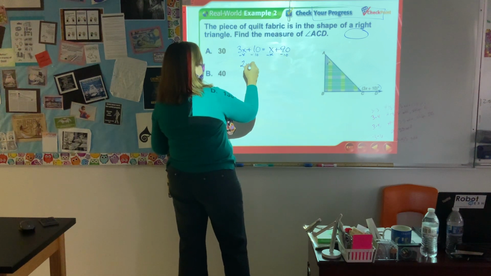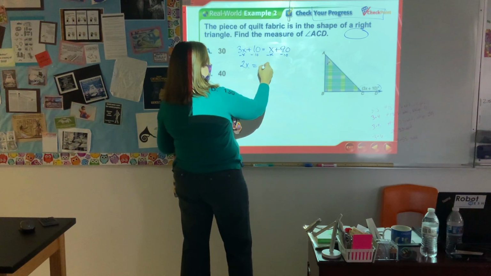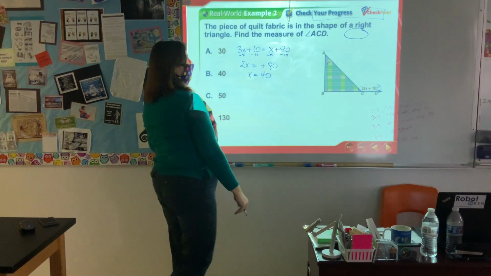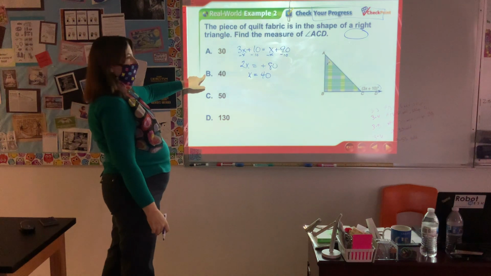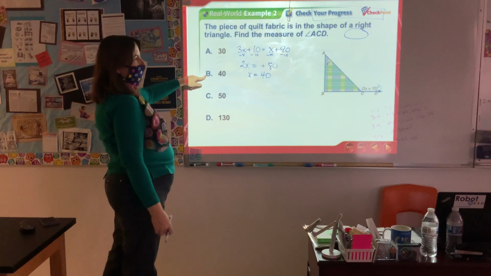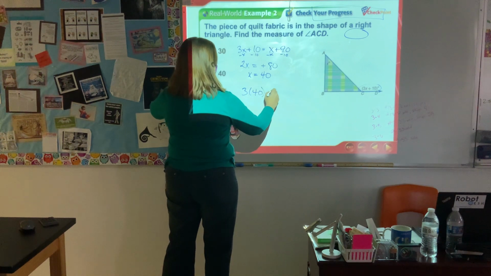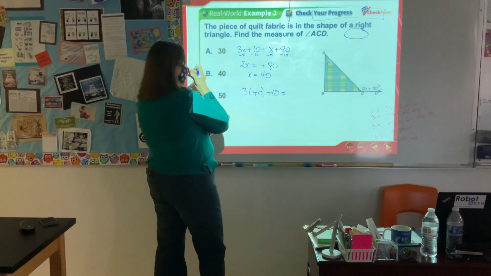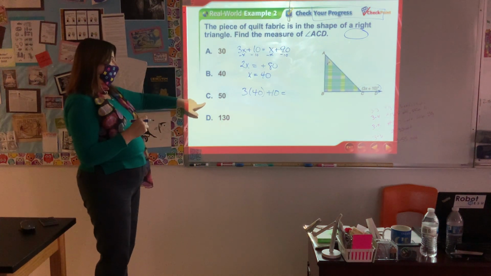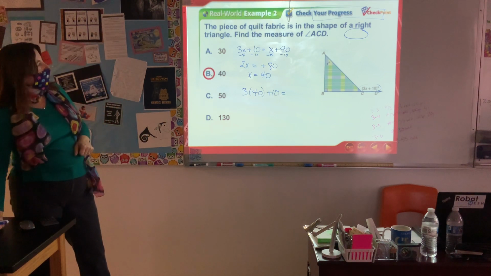I end up with 2x plus 0 is equal to 0 plus 80. X is equal to 40. Am I done? No. But it's an answer choice. No. What do I need to do? Put the 40 back in. 3 times 40 plus 10 is equal to, which is our choice? What's the correct answer? 130.